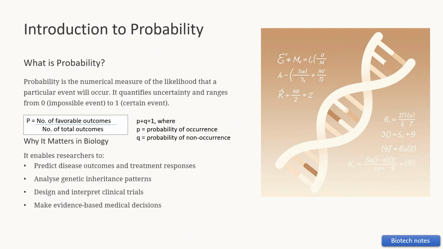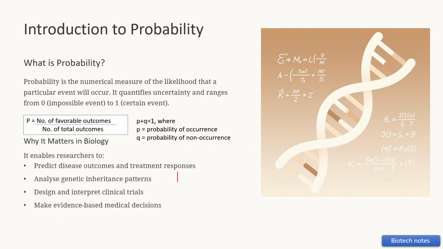Why does it matter in biology? It enables researchers to predict disease outcomes and treatment responses, analyze genetic inheritance patterns, design and interpret clinical trials, and make evidence-based medical decisions. Let us understand probability based on an example.